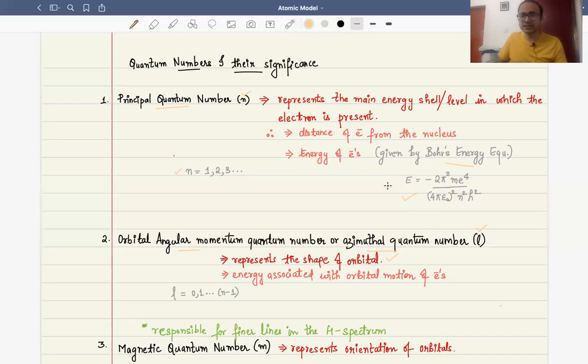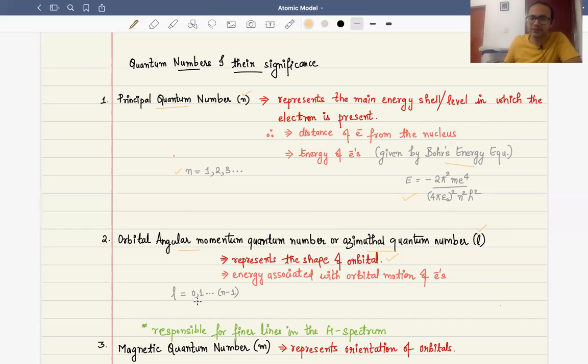So the energy that you calculate here using the Bohr expression for energy, part of this energy is coming from the orbital motion of the electron. Okay, so all this signifies the significance of this particular angular momentum quantum number. Now, what are the values that this can take?